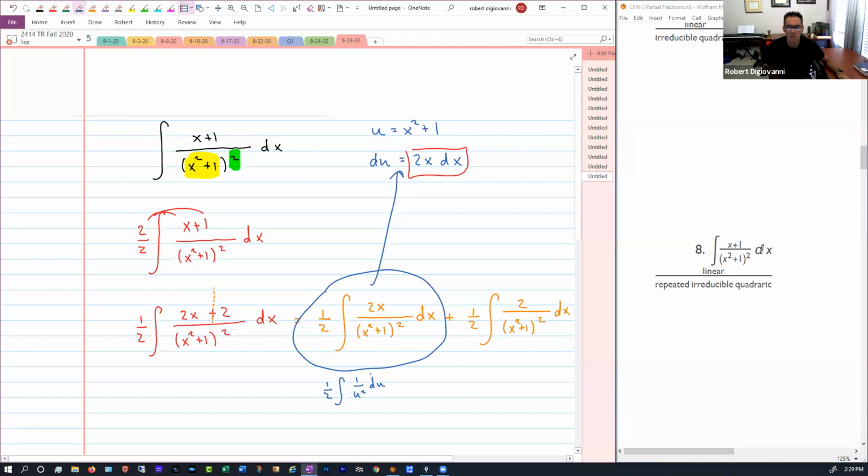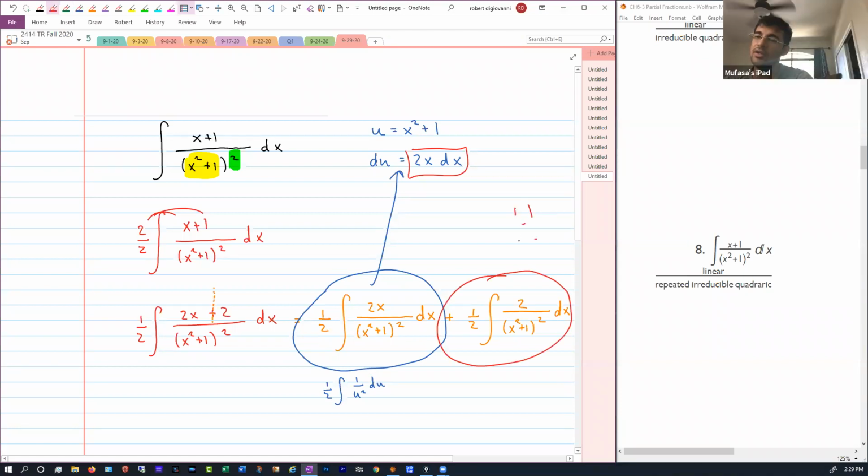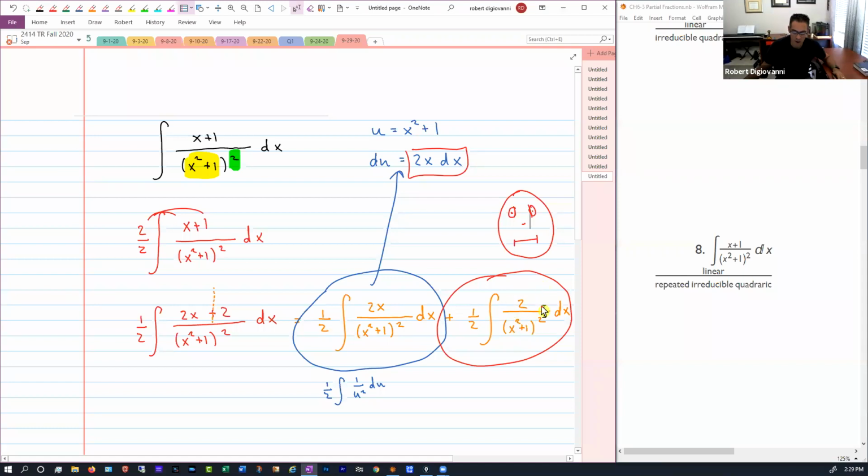You follow? Mm-hmm. The second integral, the one in red here, we cannot treat this one as case one, where we had a constant over just a linear function, because of the x squared. This is quadratic. You mean this one here in red?